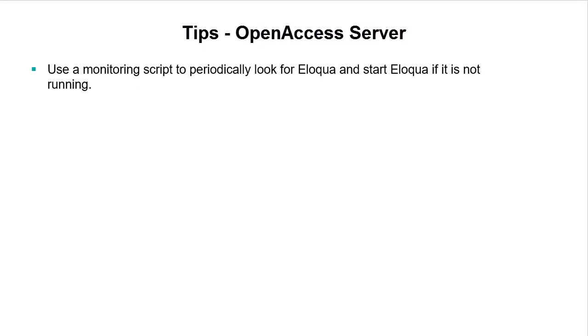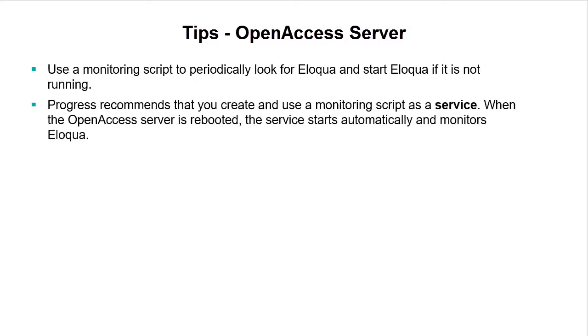If you have installed the Open Access server software, Progress recommends that you use a monitoring script to periodically check that Eloqua is running. If Eloqua is not running, the script restarts it. You can run a monitoring script as a service or as a background process. The difference is how they behave after a server reboot.